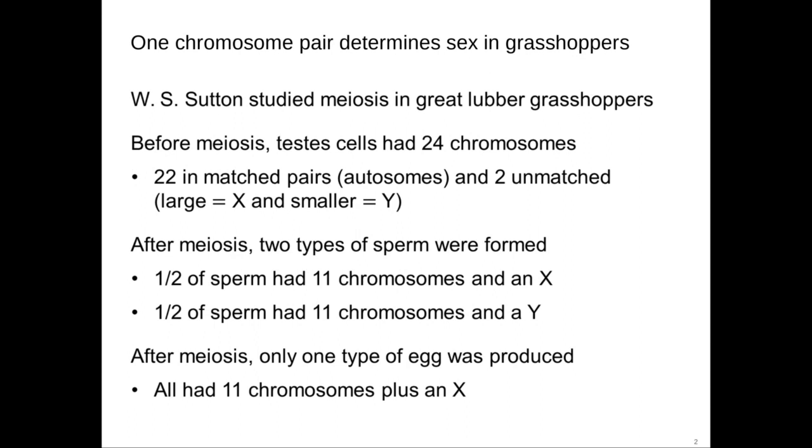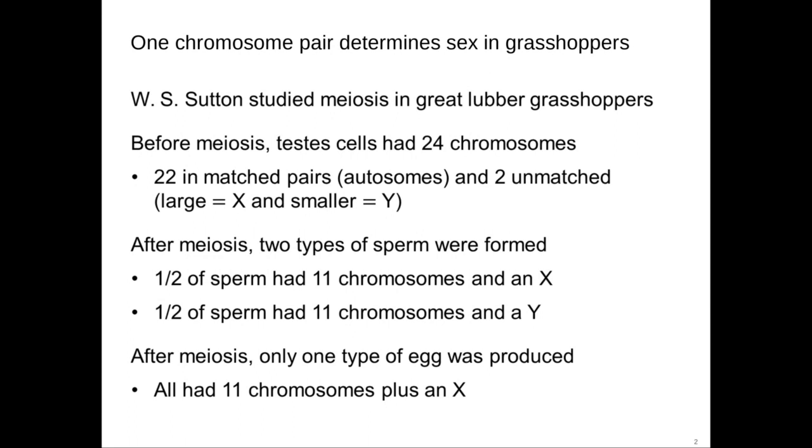And while Sutton was observing these grasshoppers, he saw the testicles had 24 chromosomes, and then he would see that 22 of those were in matched pairs, so those are the autosomes, and then 2 were unmatched. One was large and one was small, so XY. And that's kind of how we derive our XY chromosome inheritance, at least for human sex, of course.